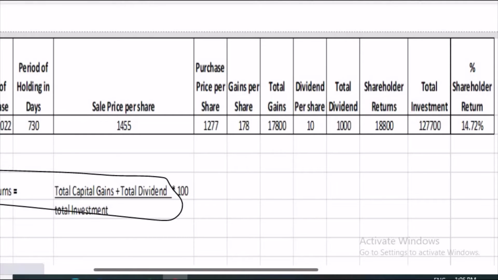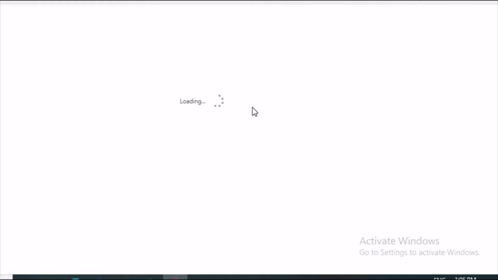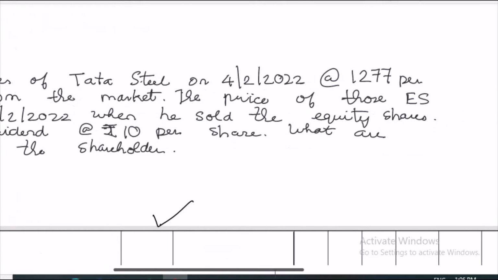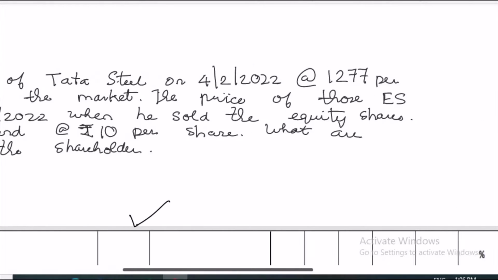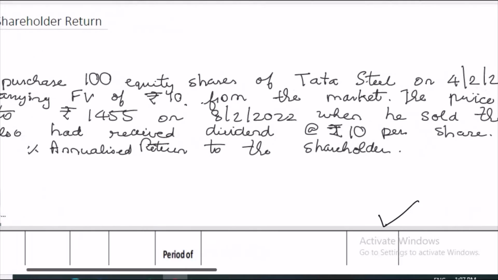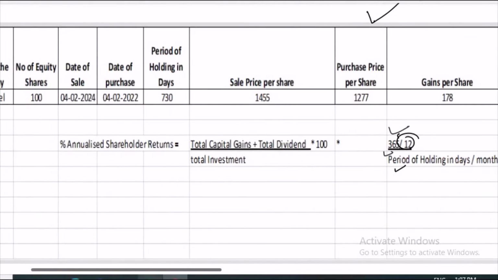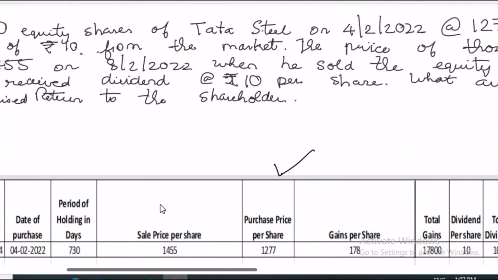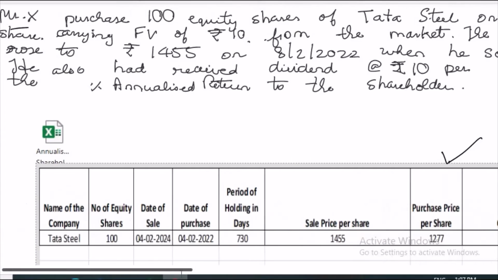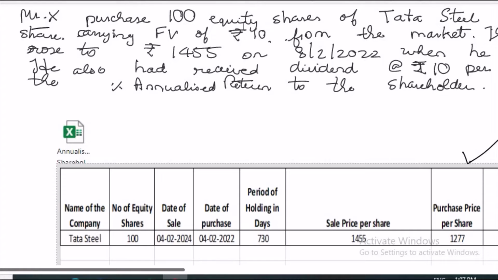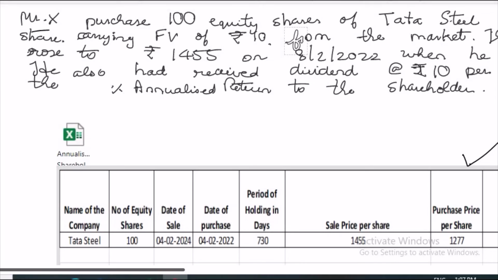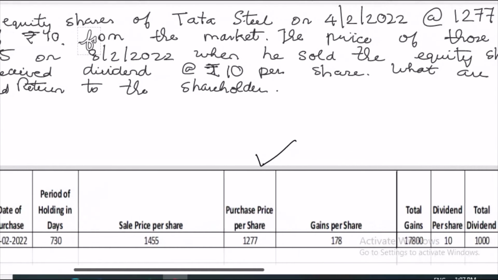So this is the shareholders, analyzed shareholders, adjusted shareholders, and now we are going to see the annualized share. Mr. X purchased 100 equity shares at the rate of 1,277 rupees per share, carrying face value of rupees 10. The market price of those years close to that would be rupees 10. And when he sold the equity shares, he also had received dividend at rupees 10 per share.